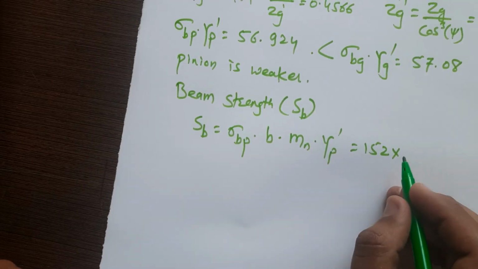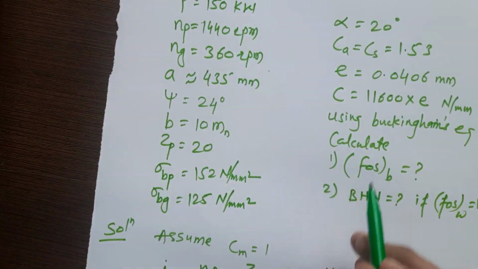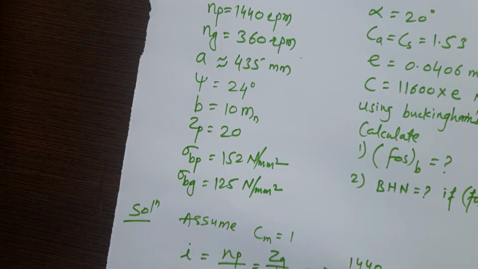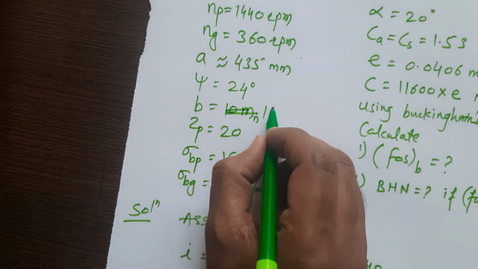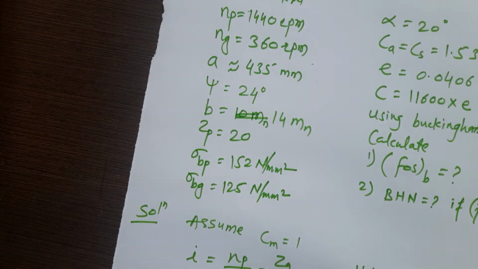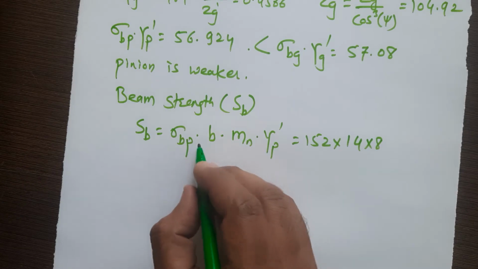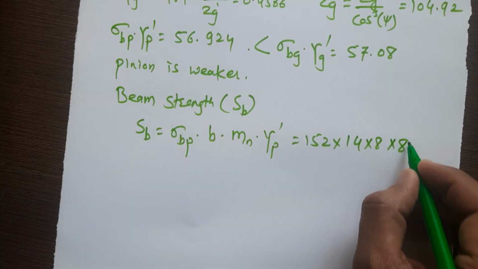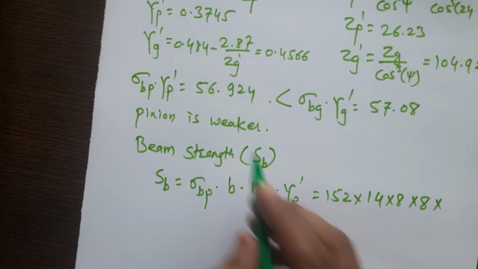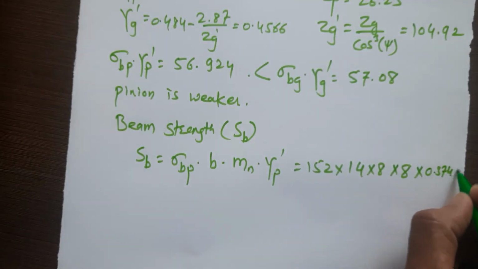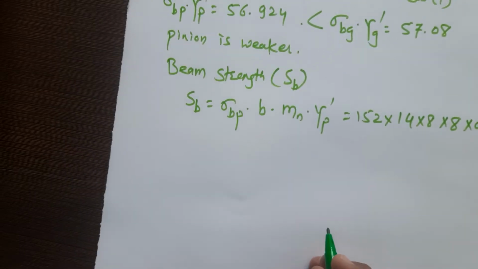Face width is given as 14 times module. Actually, face width is given as 14 times the normal module, so we will substitute 14 into 8, sigma B. Now Mn is again 8 and Yp dash is 0.3745.